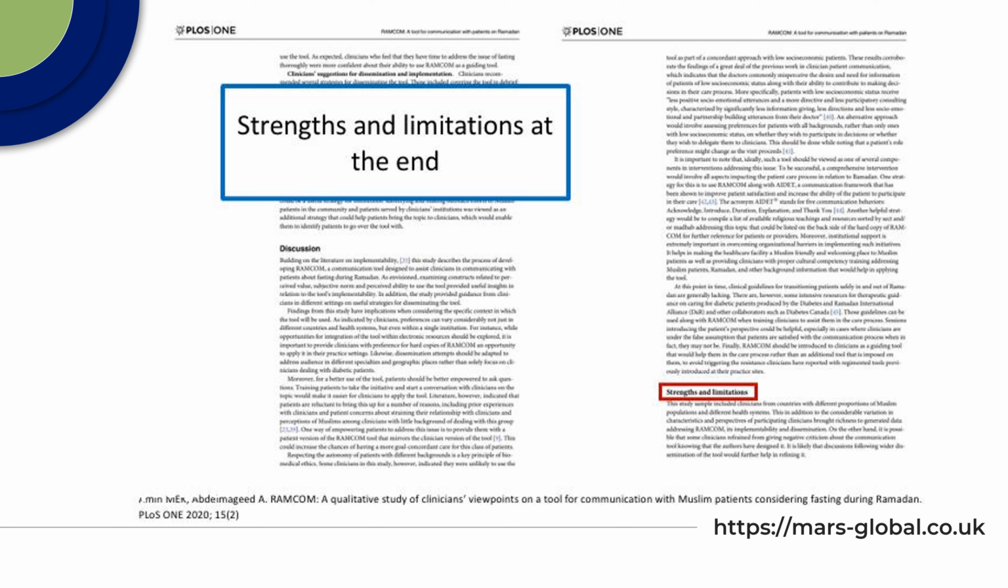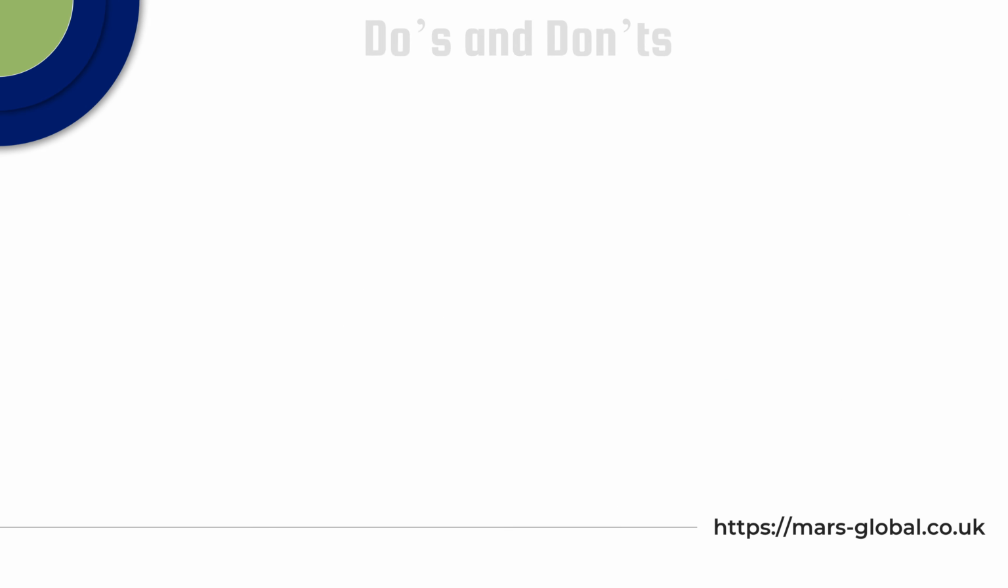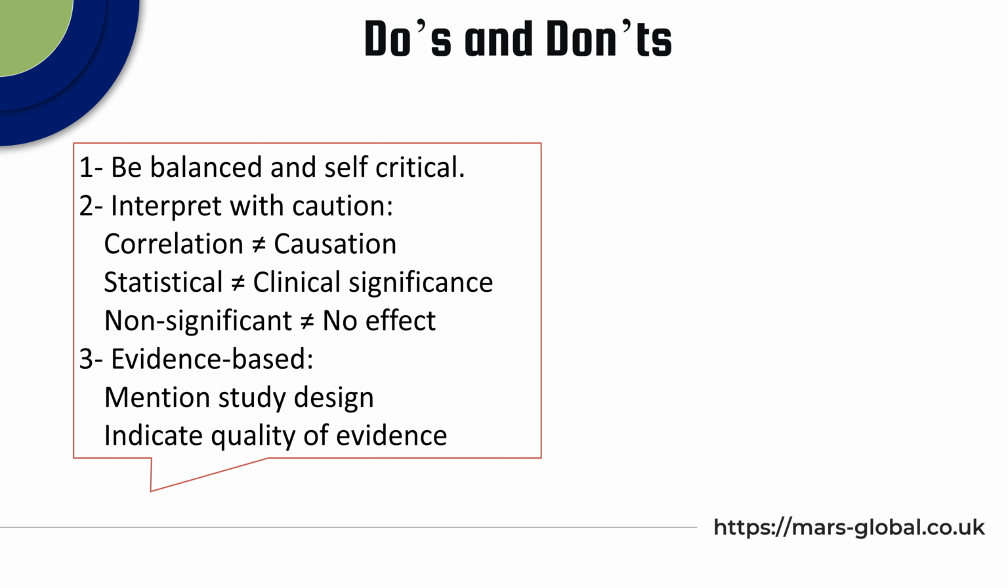Now, let's move to some do's and don'ts that you should consider when writing the discussion section of your research paper. Let's start with the do's.